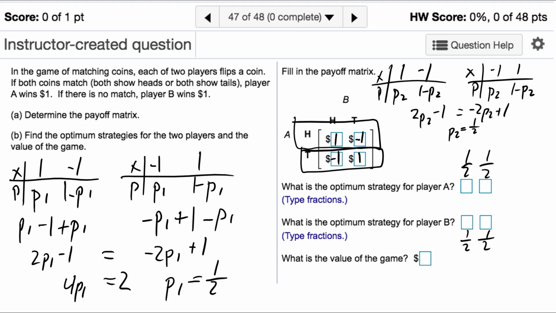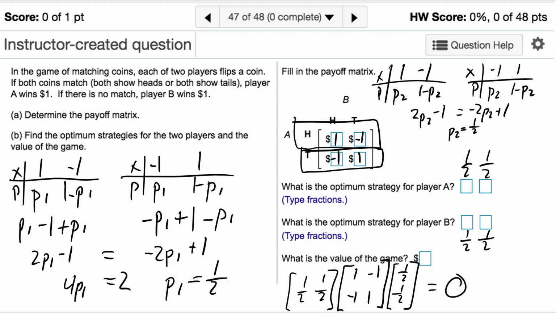All right, and then the value of the game, we'll multiply those matrices together. So that is A's optimal strategy, 1/2, 1/2. That's a 1 by 2 matrix. The payoff matrix, 1, negative 1, negative 1, 1. And then times B's optimal strategies, a 2 by 1 matrix, 1/2, 1/2. And that's going to give us the value of the game, which is going to be $0. So that's how we can find that.